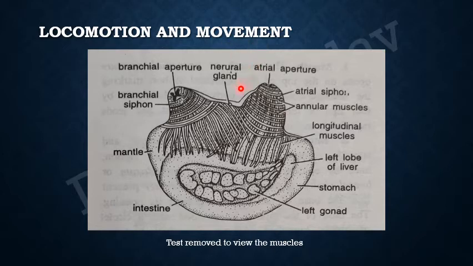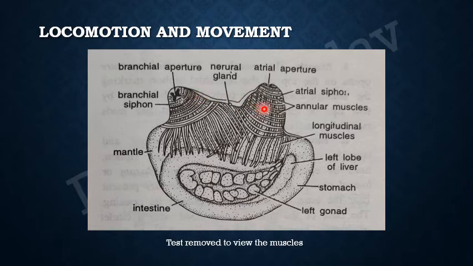These muscles extend longitudinally from one funnel to another, and these are known as the oral and atrial muscles. These are known as the atrio-oral muscle group, and these are extended in between both the apertures.